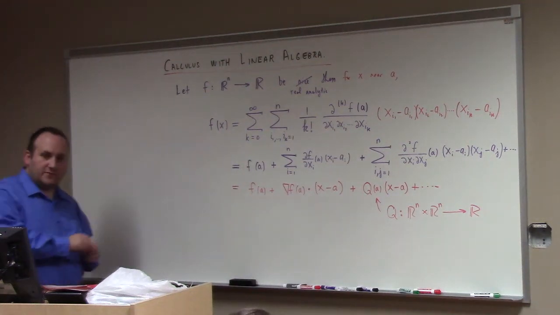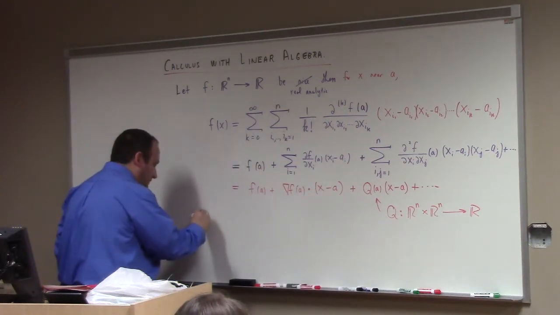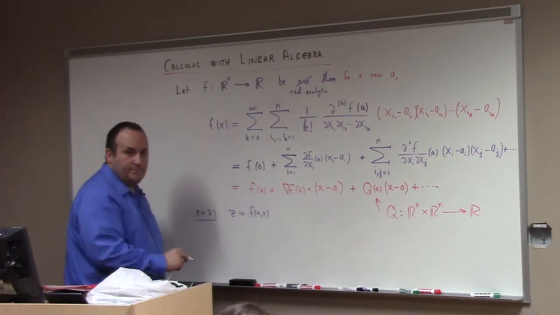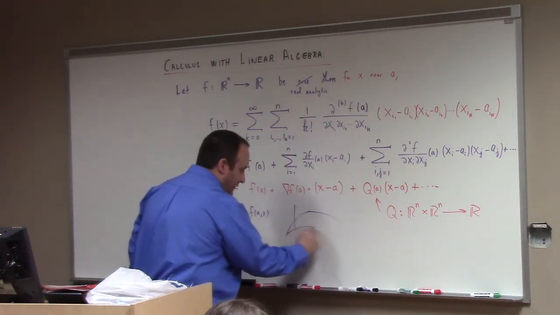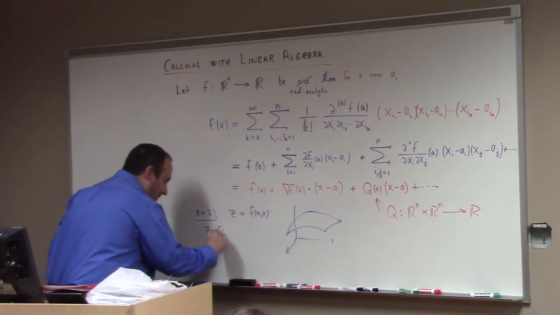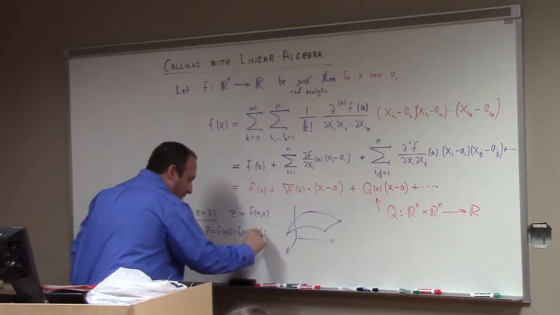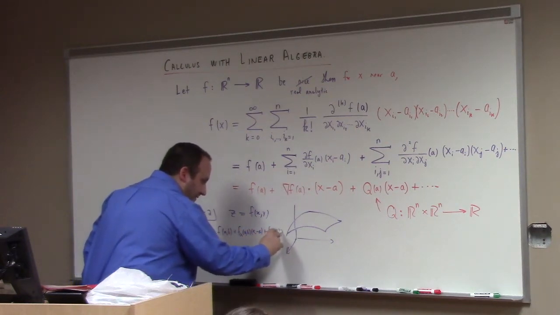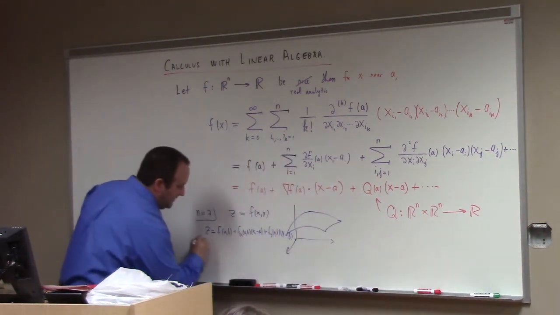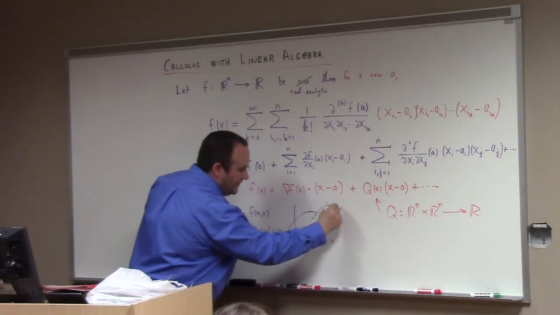So just for those of you who've had Calculus 3, let me just demystify this a bit. For n equals 2, we can look at z equals f of x, y as a graph, right? That's some kind of curvy graph. Then if you look at z equals f of a, b plus f_x at (a, b) times x minus a plus f_y at (a, b) times y minus b, this is the equation of the tangent plane at the point (a, b, f of a, b).